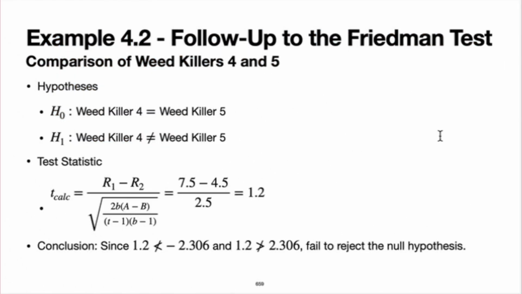All right, and then the 10th pairwise comparison. Like I said, there's a lot of work here. So the test statistic here is 1.2. And since that is not less than negative 2.306, and also not greater than positive 2.306, the rejection criteria have not been met. And so we fail to reject the null hypothesis. So there is insufficient evidence at the 0.05 level of significance to conclude that weed killers 4 and 5 differ in terms of their effectiveness.